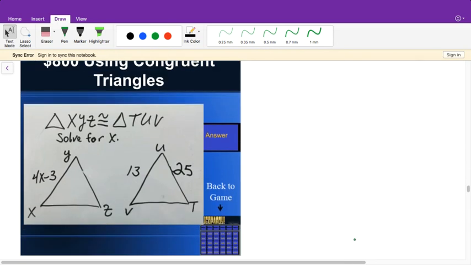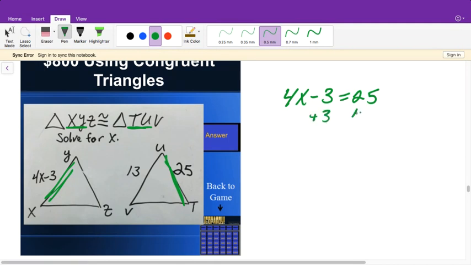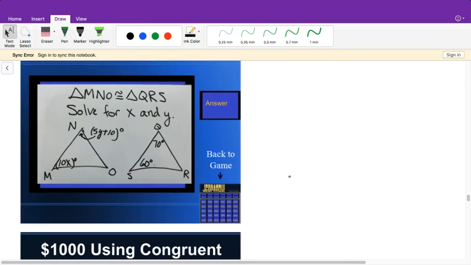All right, for this one, make sure you're reading your similarity statement. X is part of XY. That's the first two, so that means it's equal to TU. So it's equal to this one. So 4x minus 3 is equal to 25. A lot of people are just looking and saying, well, it's on the left-hand side, so it must be equal to 13. That is not correct. We add the 3 to both sides, so 4x is equal to 28. Divide by 4, divide by 4. X is then equal to 7.